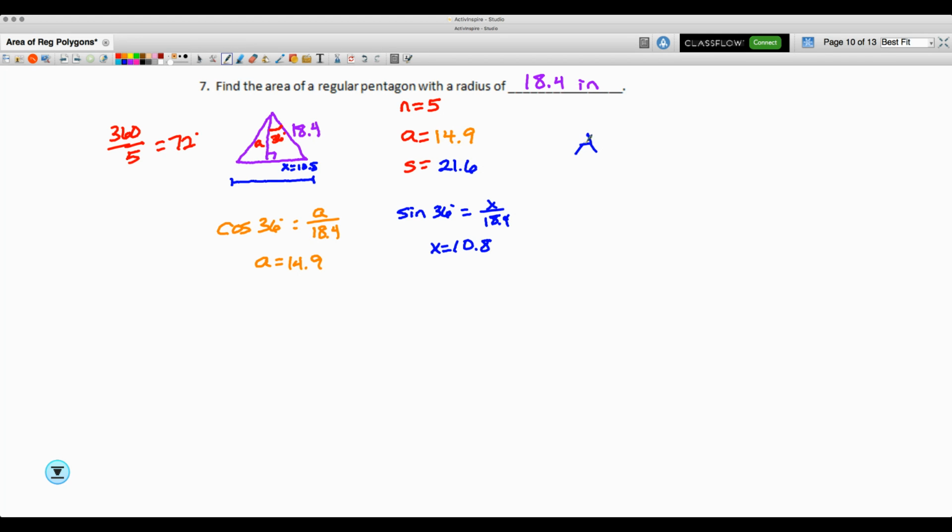And then you just multiply it out. 1/2 times 21.6 times 14.9 times 5. So the area would be, I got this, 804.6 inches squared. All right, just a couple more.